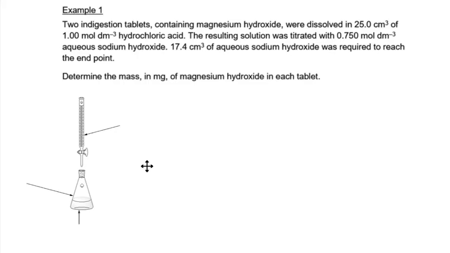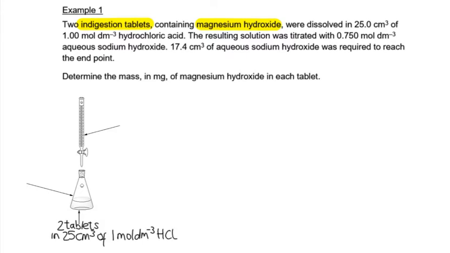So here's our problem. We've got 2 indigestion tablets, so 2 Rennie tablets, something like that, and we don't know how much of that indigestion tablet is actually the chemical magnesium hydroxide. Part of it's magnesium hydroxide. They were put into 25 centimetres cubed of 1 mole per decimetre cubed HCl.